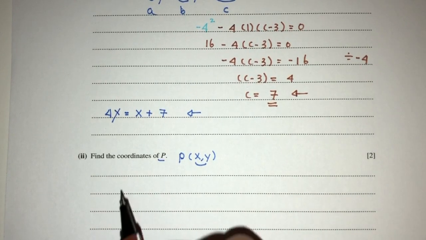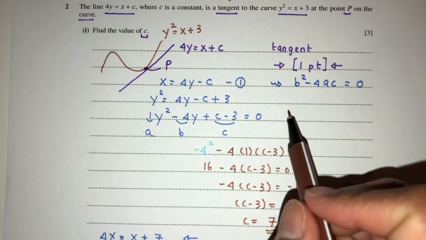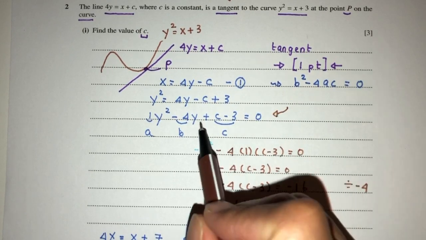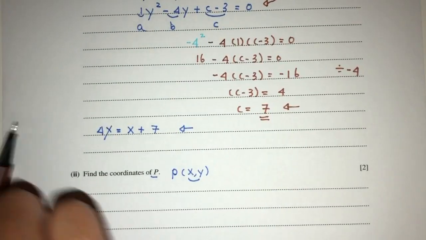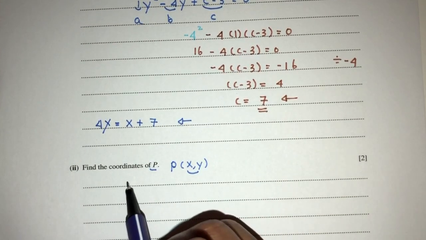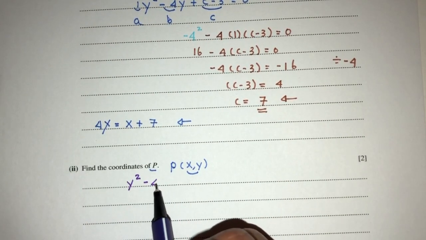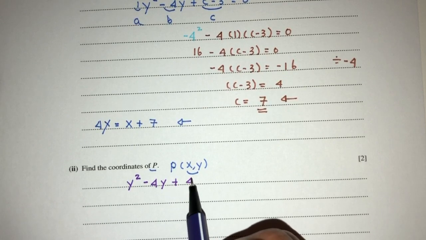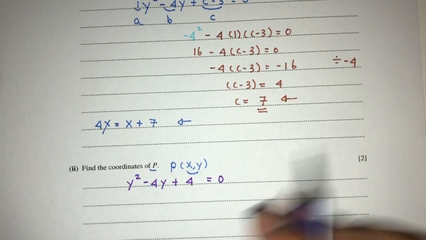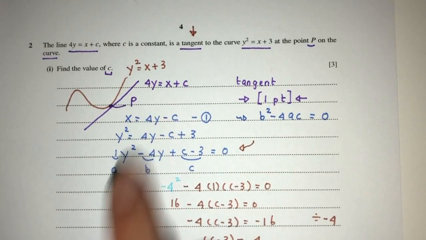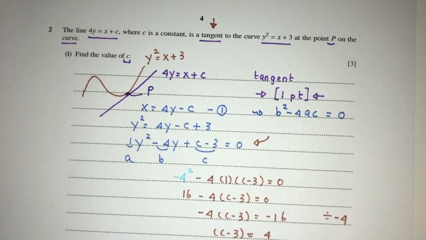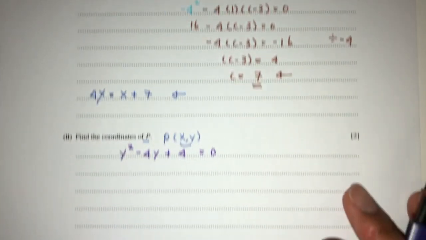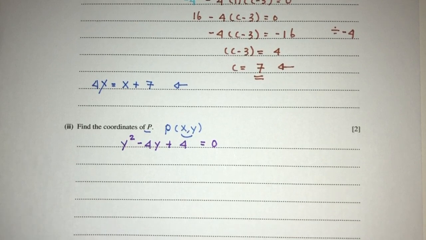We reached this equation when we were trying to solve simultaneously. So we had y squared minus 4y plus 4 equal to 0. What do I mean by solving simultaneously? Whenever a curve and a line meet, we solve the 2 equations simultaneously. Now we have this equation. Let's see what we can do.